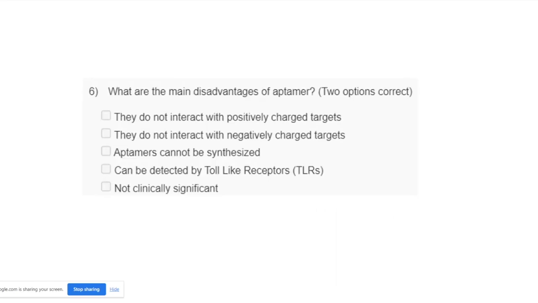Okay, here's the sixth question. What are the main disadvantages of aptamer? You have to select two correct options. They do not interact with positively charged protein targets. They do not interact with negatively charged targets. Aptamers cannot be synthesized, can be detected by toll-like receptors, not clinically significant. Option 3 and 5. Okay. Option first and fourth. Okay.